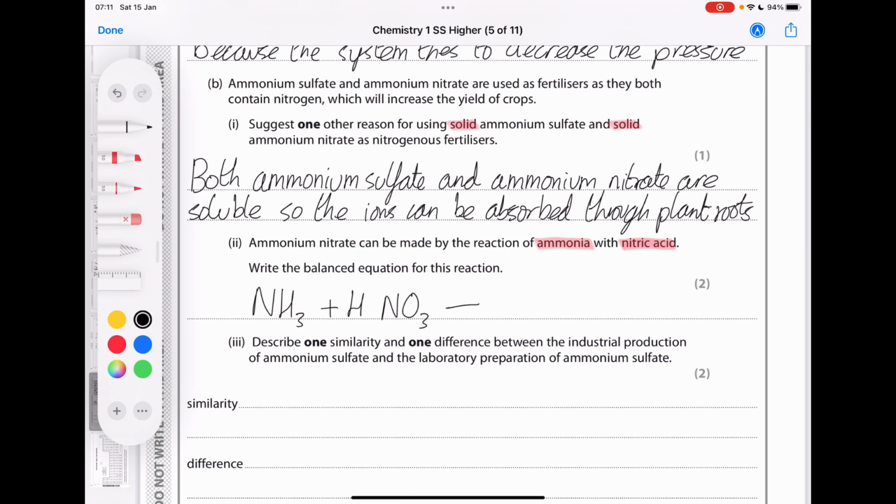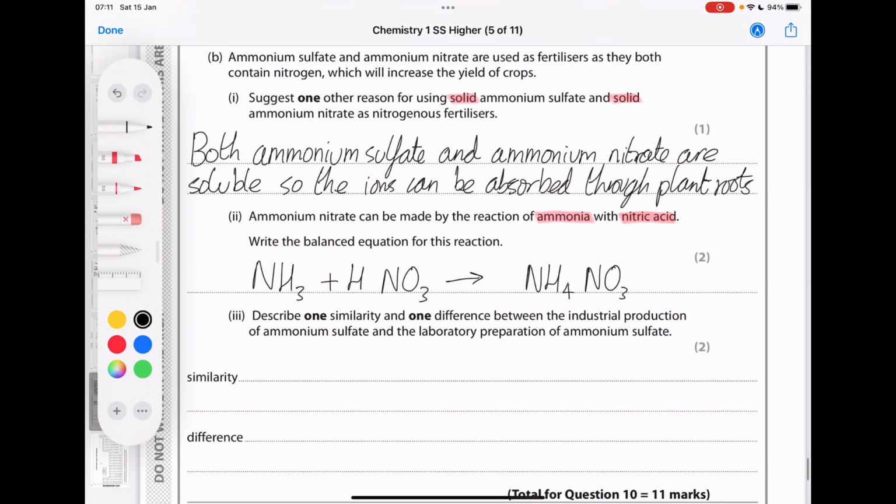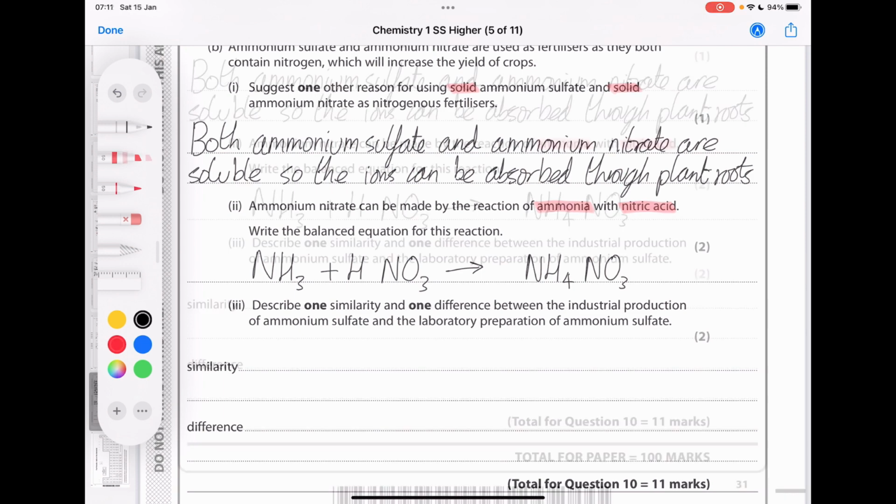The second mark was for the formula of ammonium nitrate. Again, we should know the ammonium ion is NH4 1+. The nitrate ion is NO3 1-. And again, the plus and minus cancel out. So ammonium nitrate is NH4NO3. You weren't asked for state symbols for this, but if you wanted to, you could have put them in. Ammonia is a gas. Nitric acid will be aqueous and dissolved in water. Ammonium nitrate is soluble, so it will be aqueous and dissolved in water.